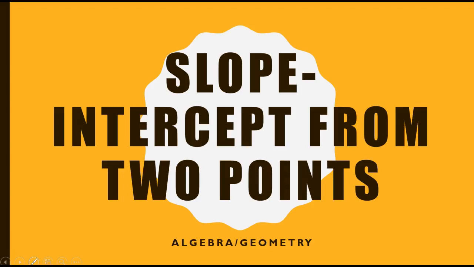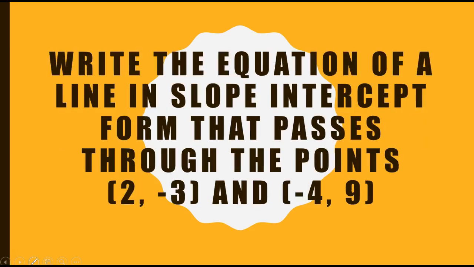Welcome to slope-intercept form from 2 points. In this screencast, we're going to write the equation of a line in slope-intercept form that passes through the points (2, -3) and (-4, 9).